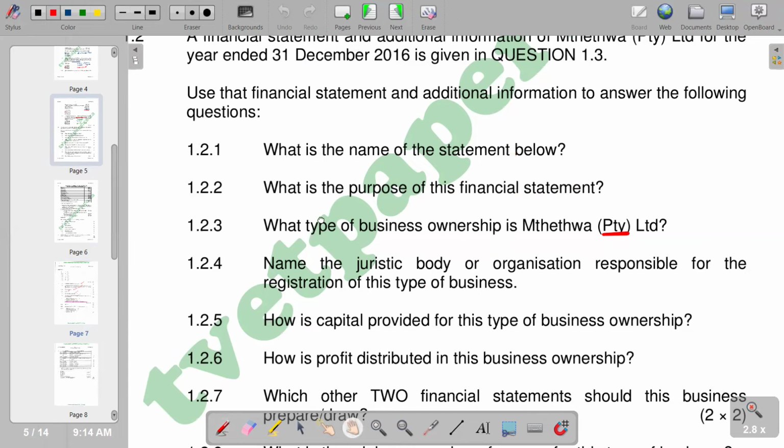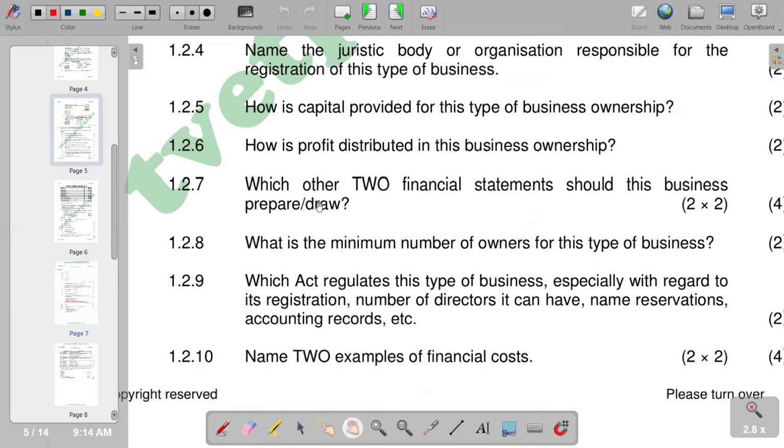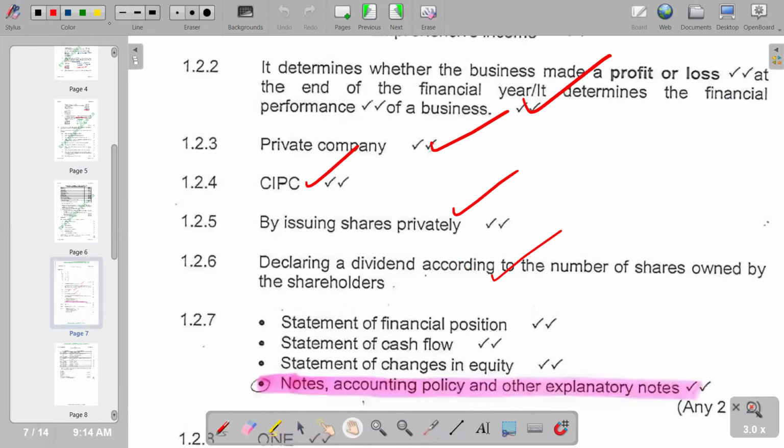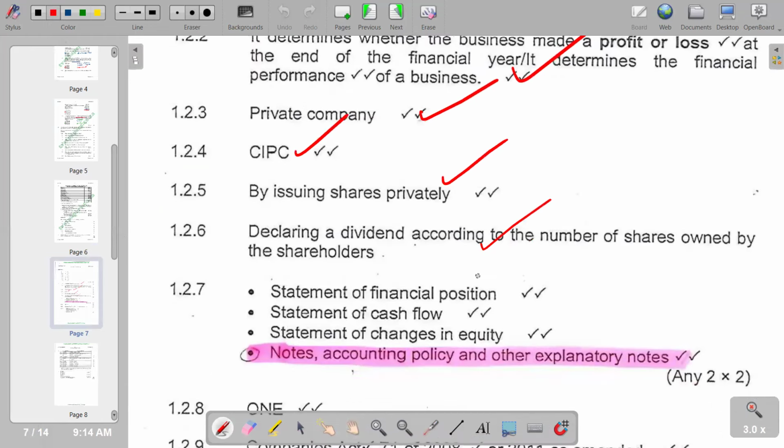Then we go to 1.2.7, which other two financial statements should this business prepare or draw? The question is just asking you for other financial statements. Remember, other financial statements are the statement of financial position, which is the balance sheet. We also have the cash flow statement, or statement of cash flow, which is another financial statement. So we have them as listed: a statement of financial position, a statement of cash flow, a statement of changes in equity. These are the other financial statements that you can include.